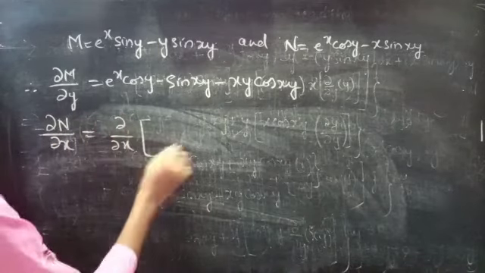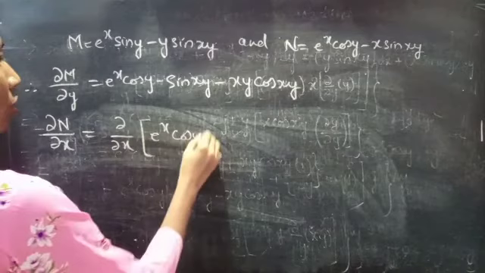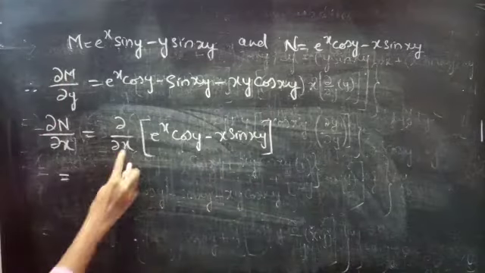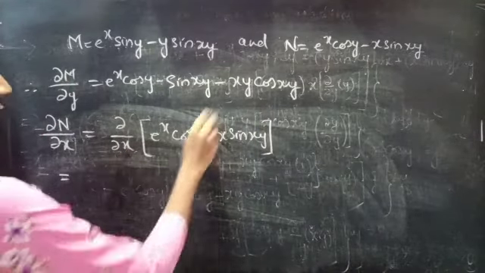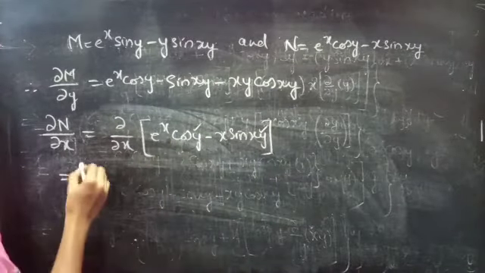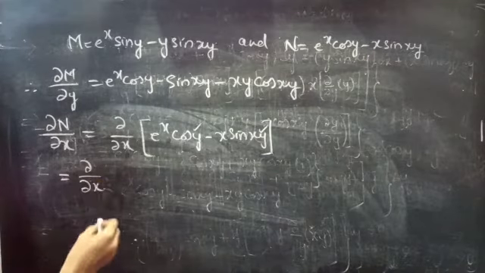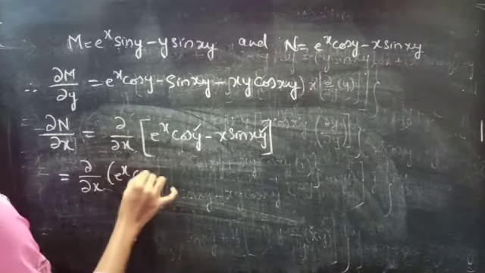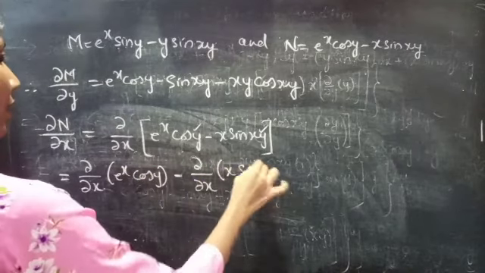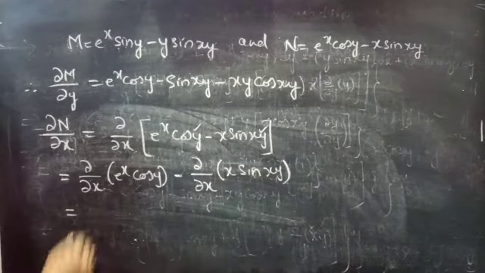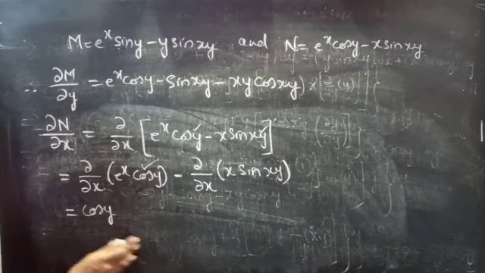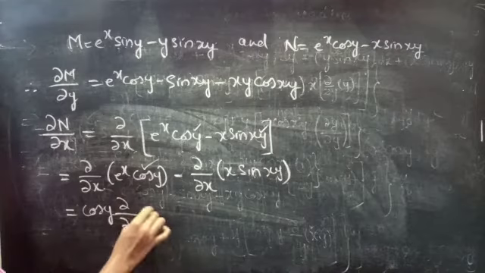Partial derivative of N with respect to x: ∂/∂x of (e^x cos y minus x sin xy) is equal to, since we are doing partial derivative with respect to x, y is considered as constant. So cos y will be a constant. You can write that as ∂/∂x of e^x cos y minus ∂/∂x of x sin xy. Since cos y is constant, you can separate it from the derivative: cos y times ∂/∂x of e^x.